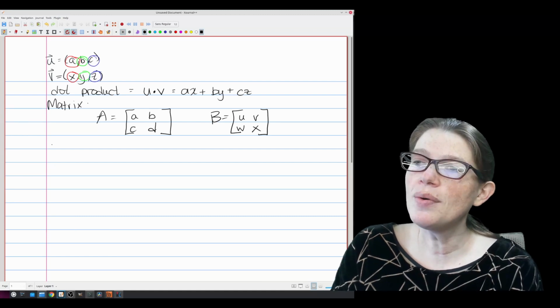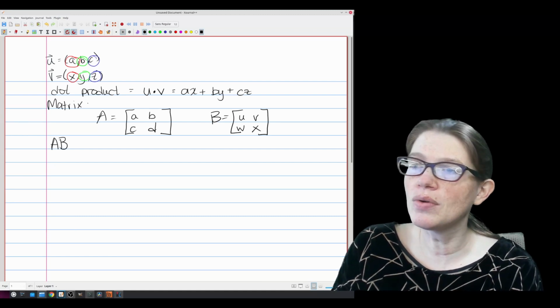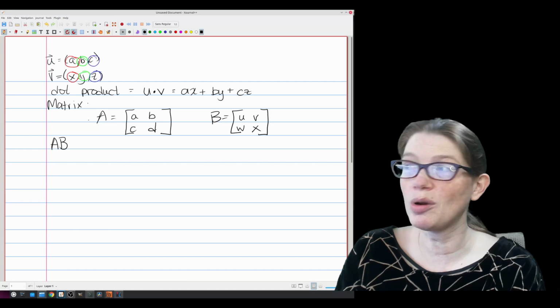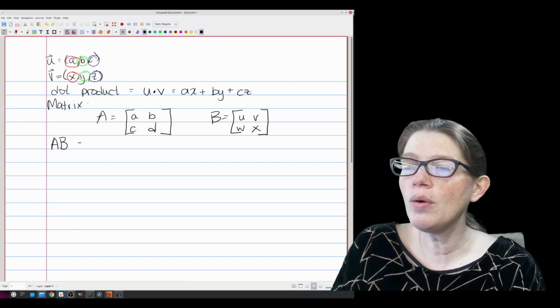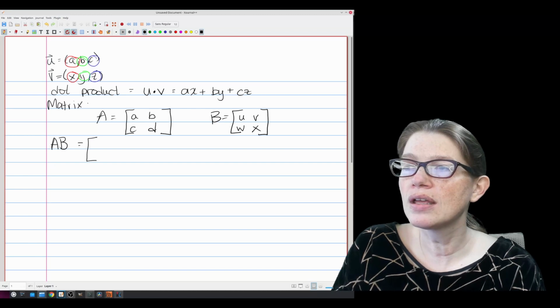Okay, so if we wanted to multiply these two matrices together, we would just write it like so. You don't need to put any operator between them. It's implicit. And what we're going to do, this would look like this if we expand it.